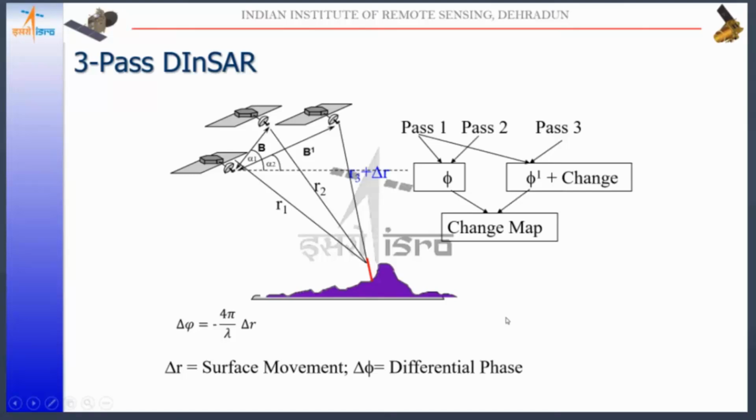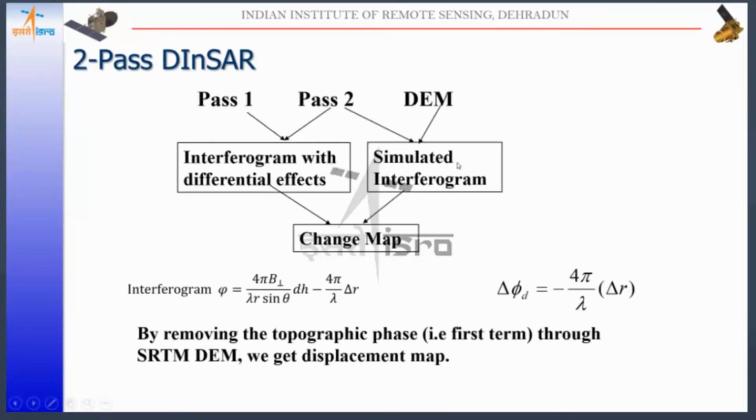Now, if we have only 2 passes, from that also we can do differential interferometry, but we should have some external DEM. In the 2-pass differential interferometry, one interferogram is generated from the 2 passes, and the second interferogram is simulated using the external DEM. That is called the simulated interferogram, because we already know the topography in the DEM, since it has Z values. From those Z values, we will simulate the interferogram.